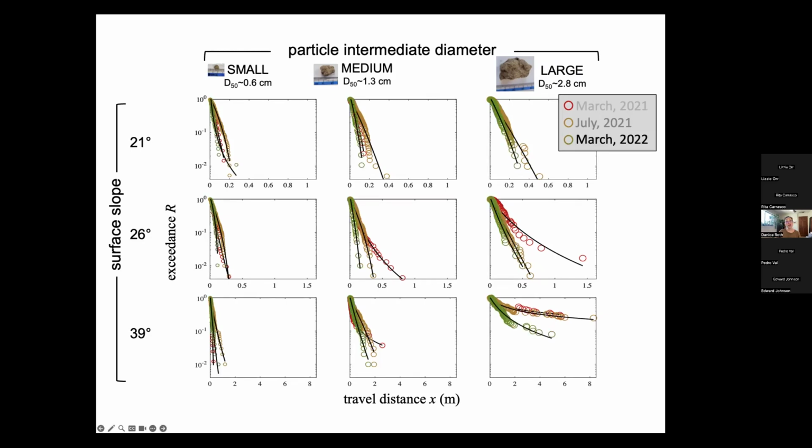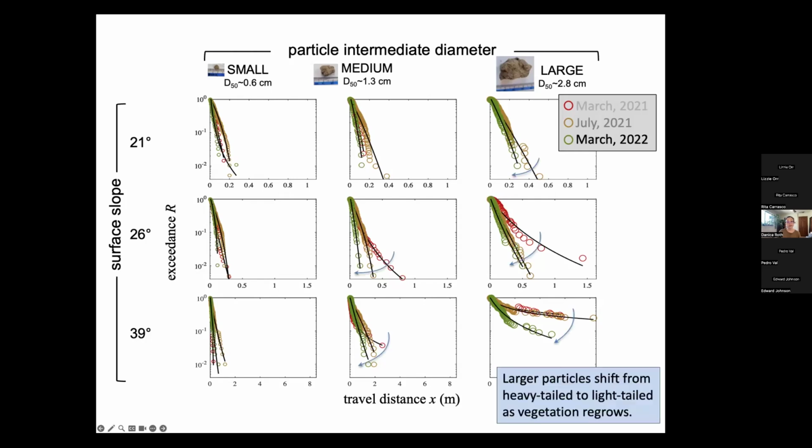But even a full 1.5 years after the fire, at this steepest site for the largest particles on the slope, we're still seeing heavy-tailed travel distance distributions, suggesting that at this site, a diffusive model is going to completely miss the influence of the largest particles, how they move on the slope. Even among the sites and the smaller particle sizes that aren't noticeably heavy-tailed, we can also see the influence of vegetation regrowth in shifting our distributions toward lighter and lighter tails. All that really seems to matter a lot less for the smallest particles, which are kind of bouncing all over the place.